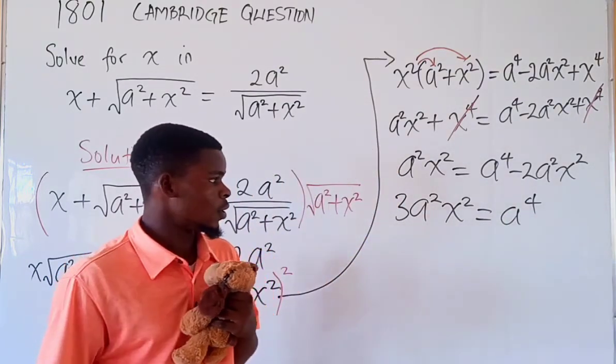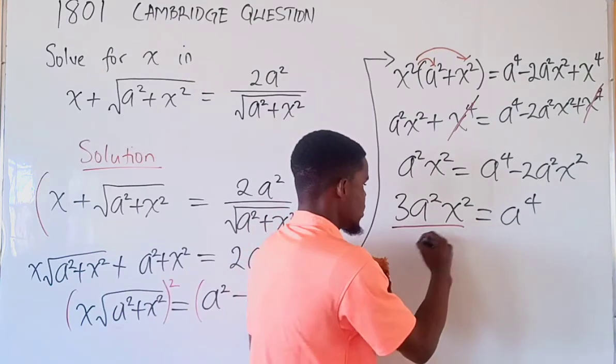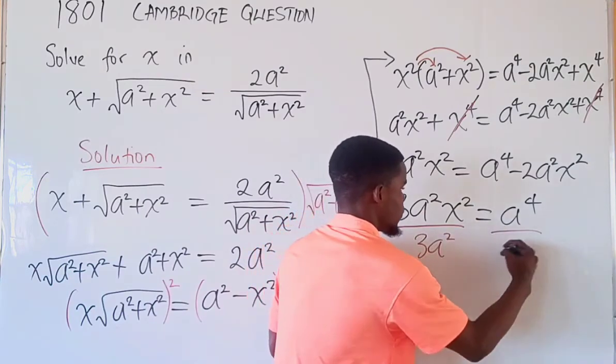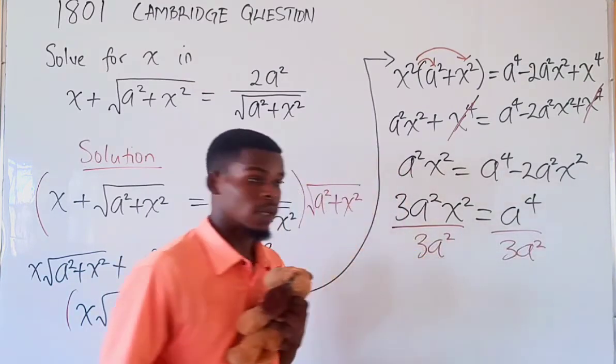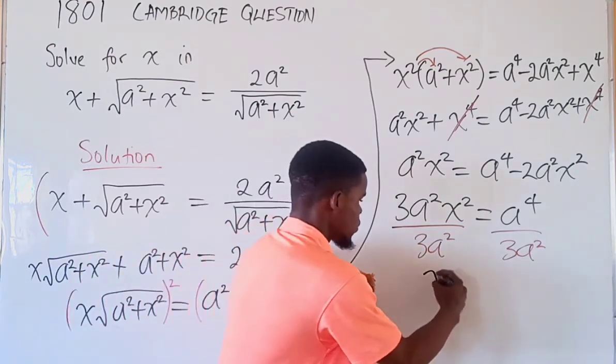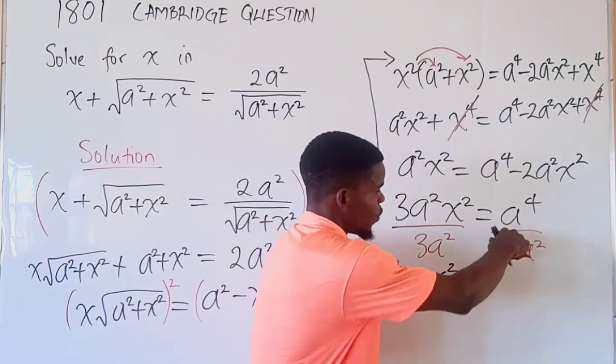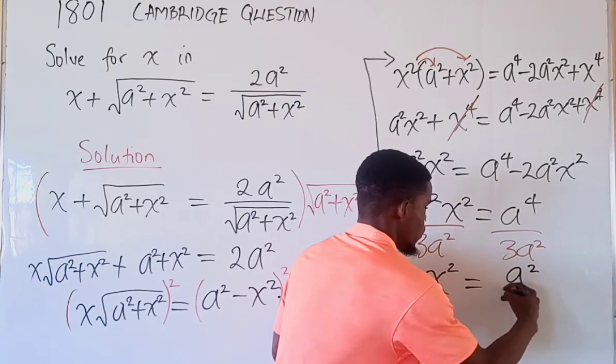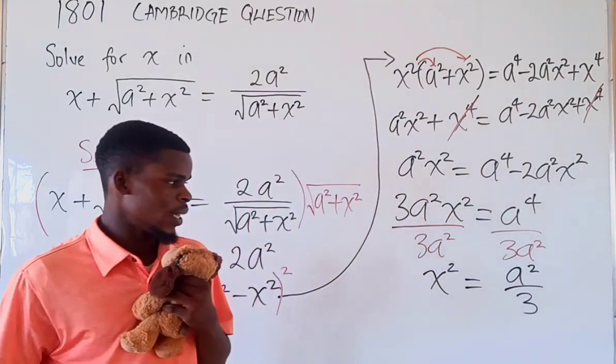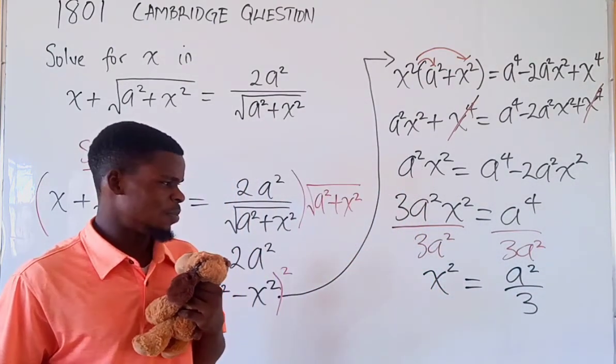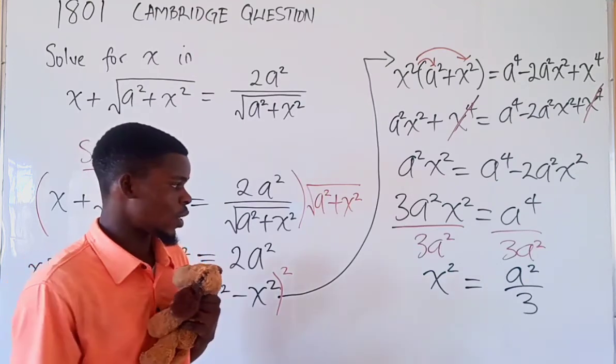From here, let's divide both sides by 3a squared, and that gives us x squared equal to, when we cancel all of this, a squared over 3. The next thing to do is take the square root of both sides, and that will give us what x is.